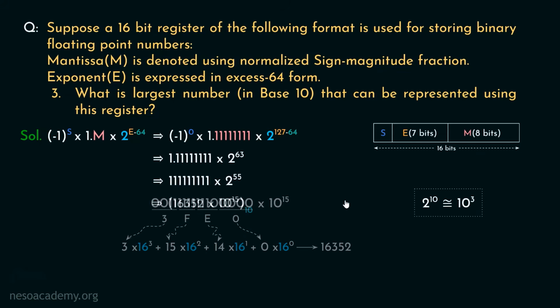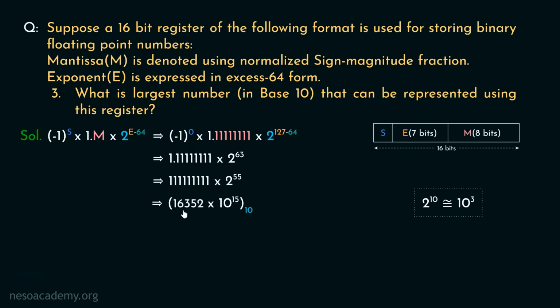So in terms of decimal, the value is going to be 16,352 multiplied by 10 raised to the power 15. And this is the largest number in base 10 that can be represented using this register of 16 bits.